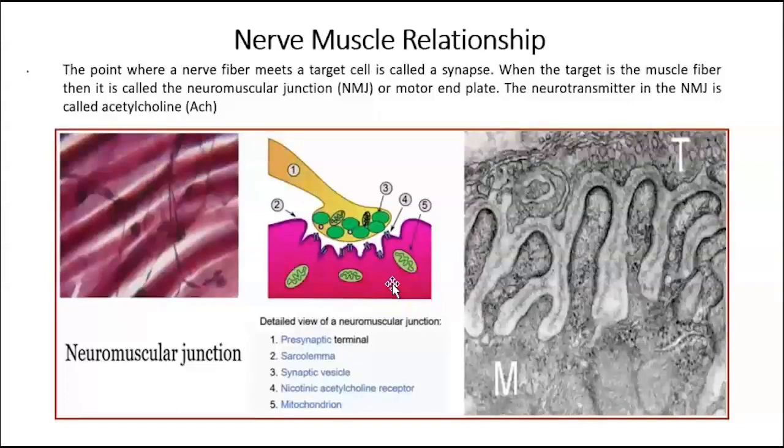Why? Because the nerve has a neurotransmitter, and the muscle has a receptor for that neurotransmitter. What is the name of the neurotransmitter? Acetylcholine. And the receptors, they are called nicotinic receptors.